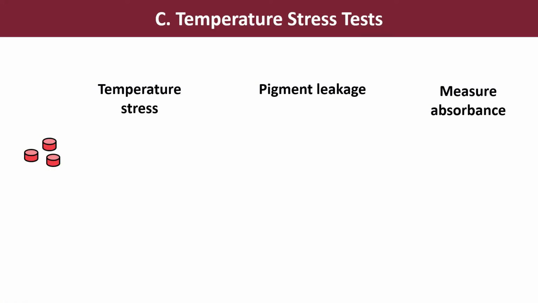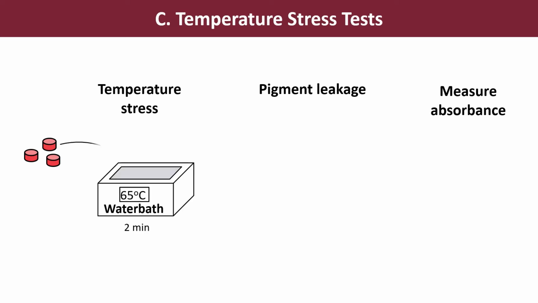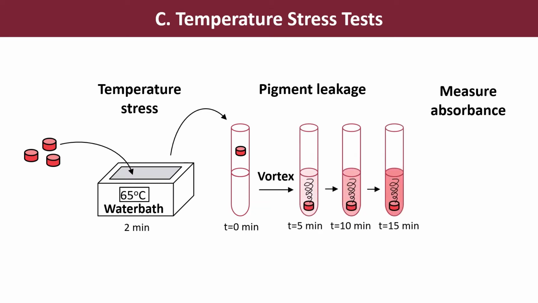Now that we have our beetroot discs, we're going to use those discs and we're going to subject them to different conditions to see if we can damage membranes. So here's how that's going to work. There's my little discs. I'm going to be sticking them in different temperatures in water baths for 2 minutes. So you can see that water bath there is 65 degrees Celsius. Afterwards, the disc is going to go into a test tube of water, and it's going to be mixed. I'm going to mix it at 5, 10, and 15 minutes.